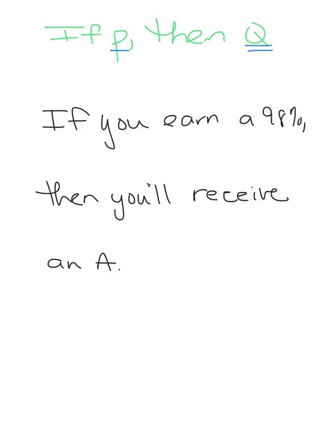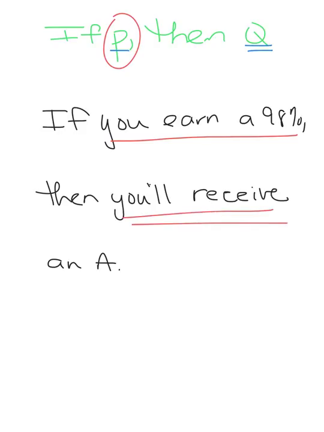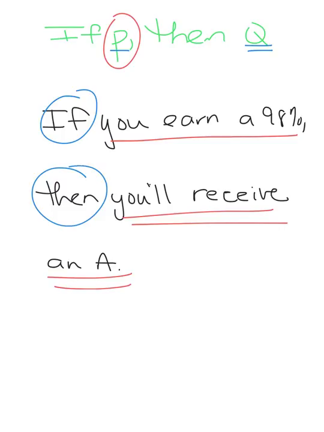So if P, then Q. So if you look at the statement, if you earn a 98%, then you'll receive an A. So you earn 98%. I'm just going to underline that once. That goes with our P. That's my initial hypothesis. Then Q, you'll receive an A, and I'll underline that twice. That's my conclusion. Notice when I'm diagramming these, I don't underline the word if, and I don't underline the word then.